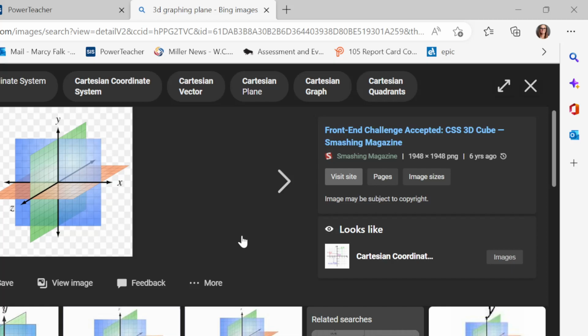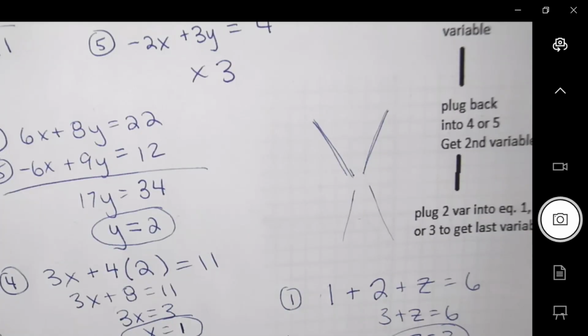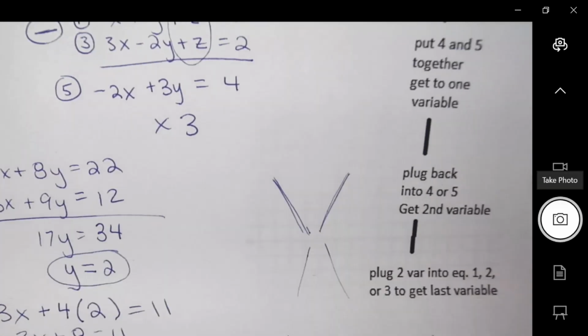So that's what it looks like when you do a 3D graph. No, you would do that in like calculus at university or something. Oh, how fun. Yeah, I had to do that.